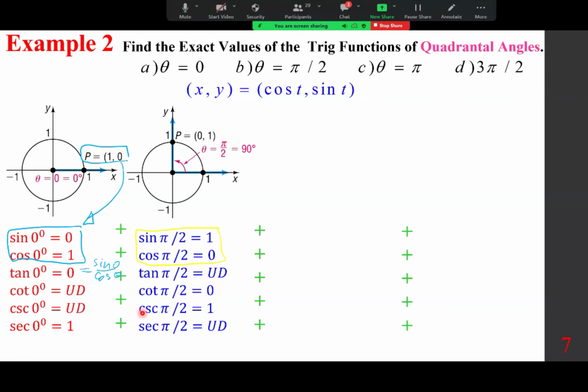Cosecant, 1 over sine, is 1. Secant, 1 over cosine, 1 over 0 is undefined.